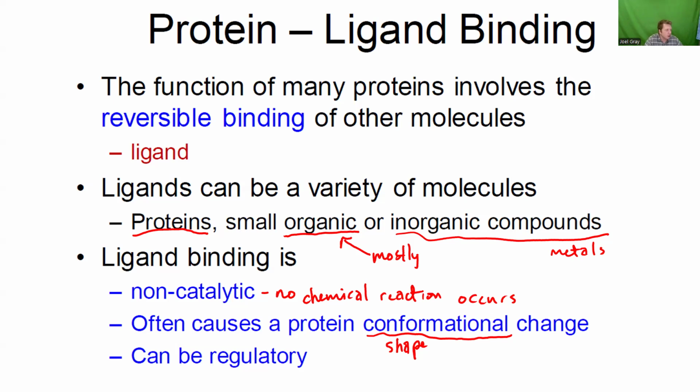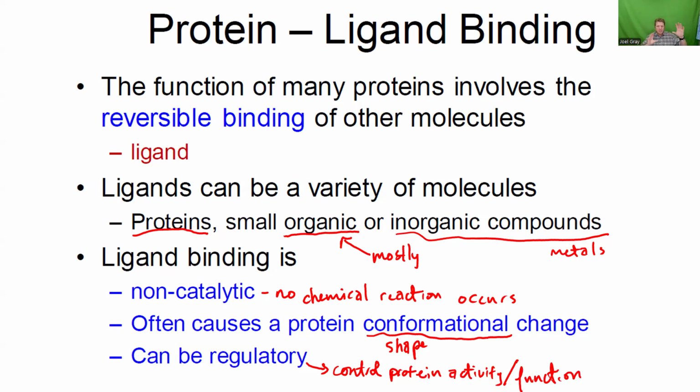So basically, you could think about ligand binding being regulatory as a way to control protein activity slash function. Okay. Now, those are the three biggest items when it comes to ligand binding. It's non-catalytic. It can cause the protein to change shape, and it can be regulatory.